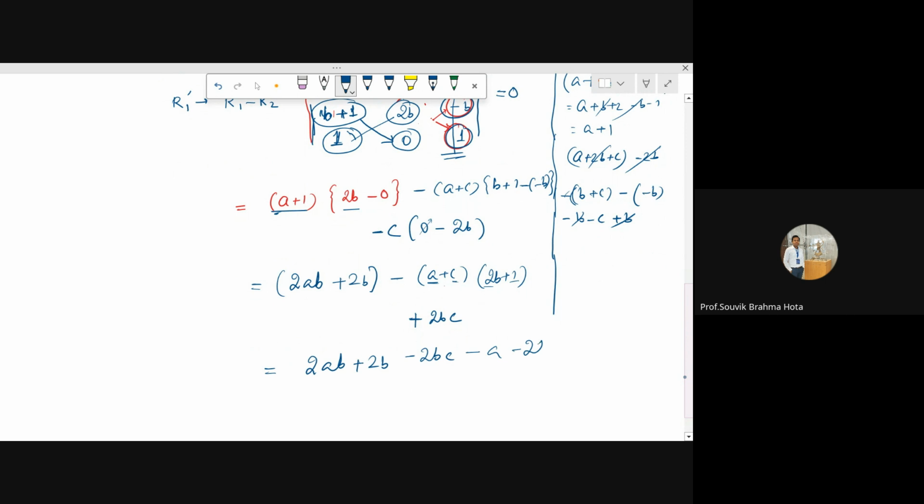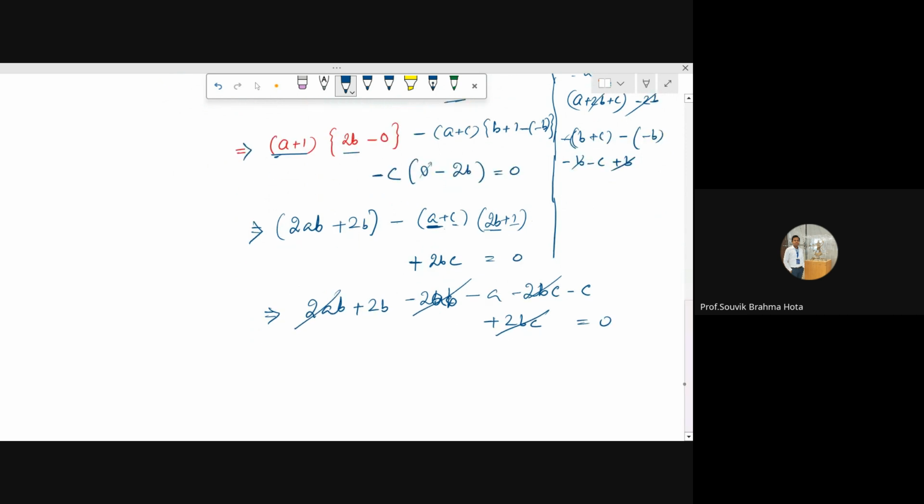Oh, this part would be 2ab, not 2bc. 2ab. A into 2b, 2ab, minus 2ab and minus a, and then 2bc minus 2bc minus c and plus 2bc. So this part gets cancelled, this part gets cancelled, and one thing we forgot, that is equal to 0 because determinant value is 0. So that is equal to 0. So 2b minus a minus c is equal to 0.